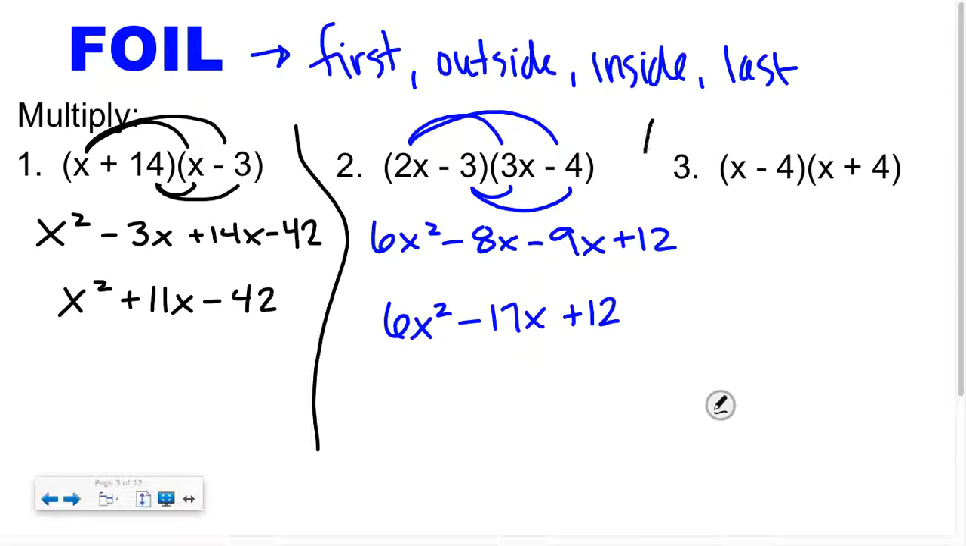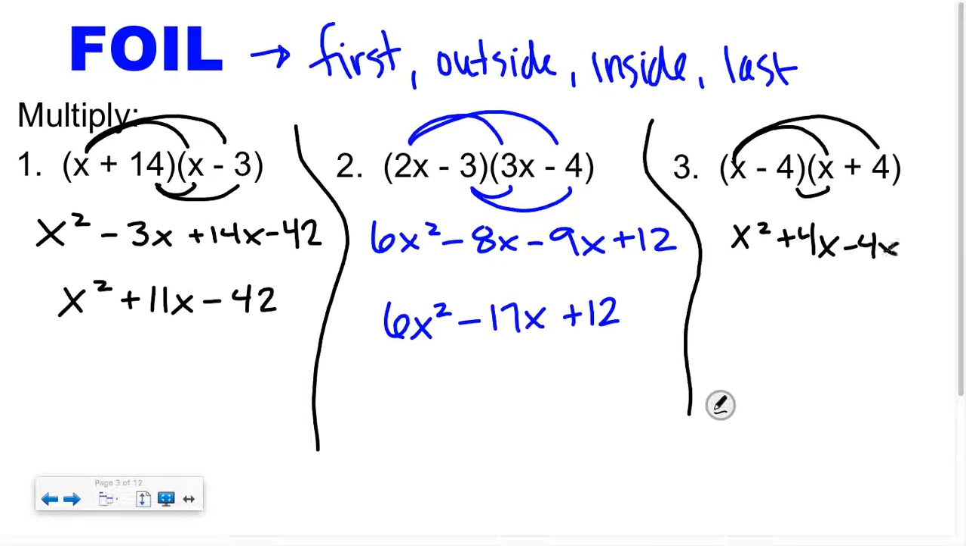And the third one, where we're practicing FOILing. First terms, x times x, x squared. Outside terms, x times 4, 4x. Inside terms, negative 4 and x. Your last terms are negative 4 and 4, which would give us negative 16. On the inside, 4x and negative 4x, what happens to them? So then we're left with x squared minus 16.